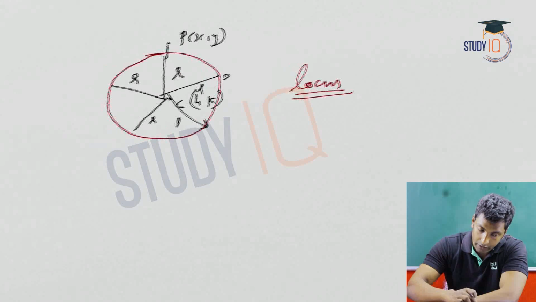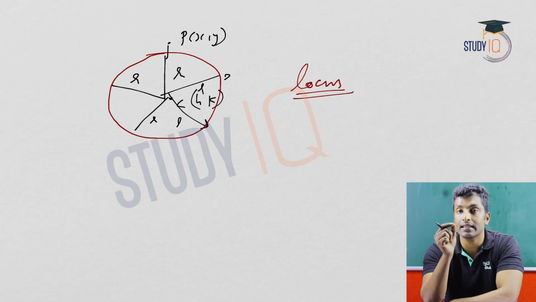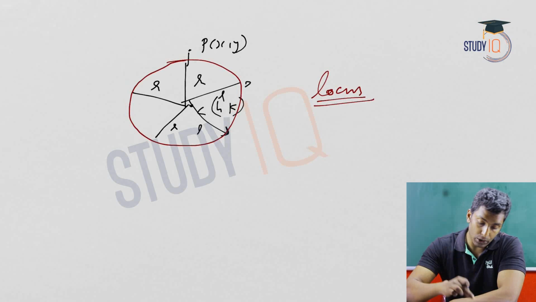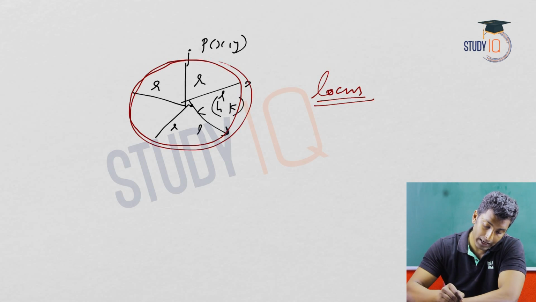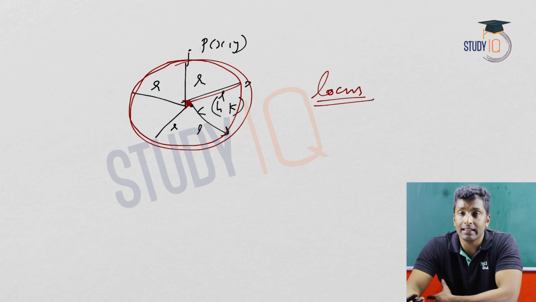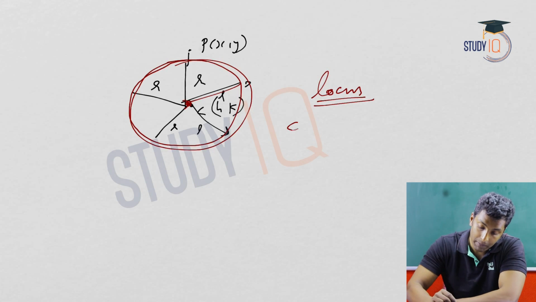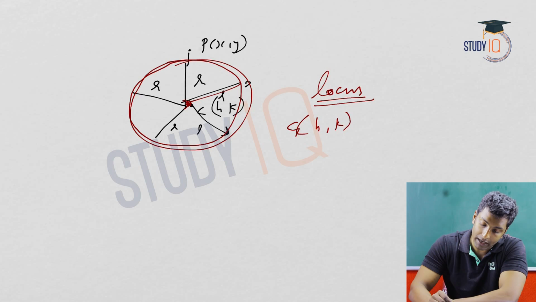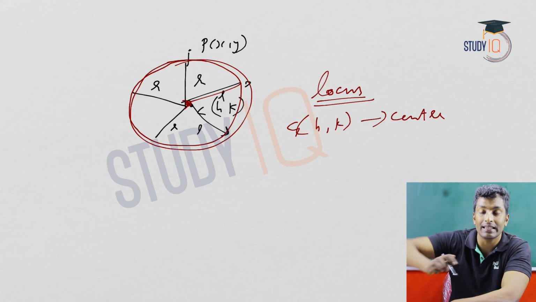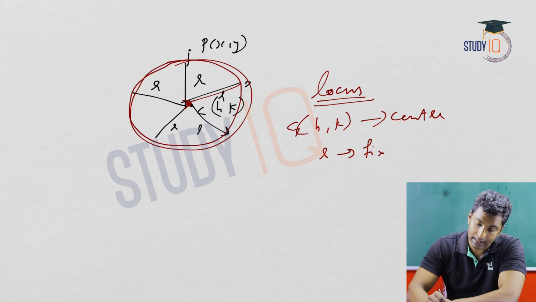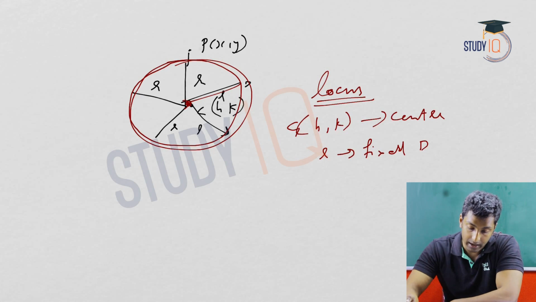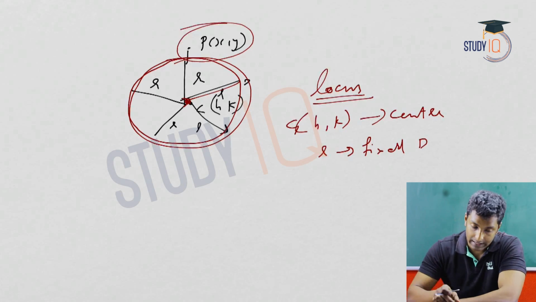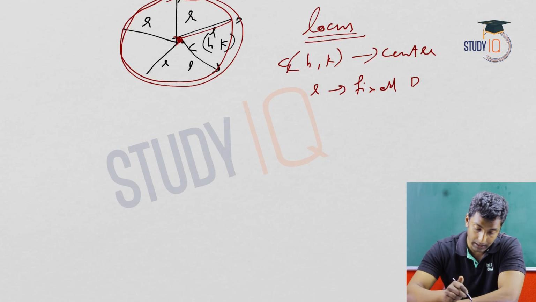The locus of a point which is moving such that the distance from the fixed point to the moving point is constant. This fixed point is what we call the center. So here C(h, k) is my center. Then what is my radius? Radius is the fixed distance, and P(x, y) is the moving point. So that's your circle.